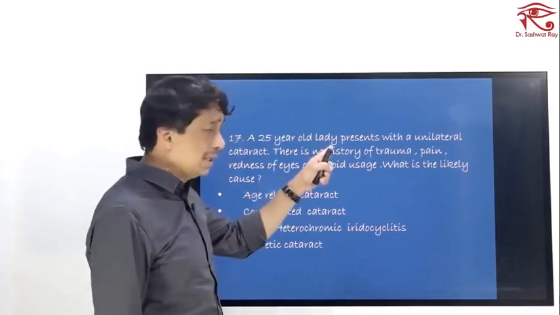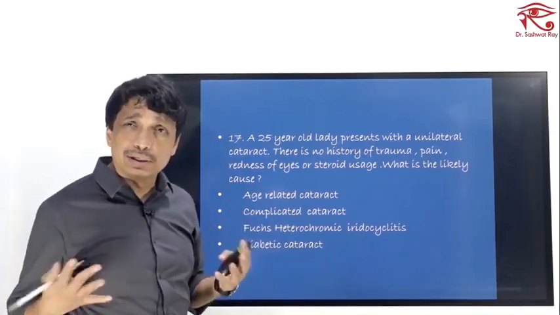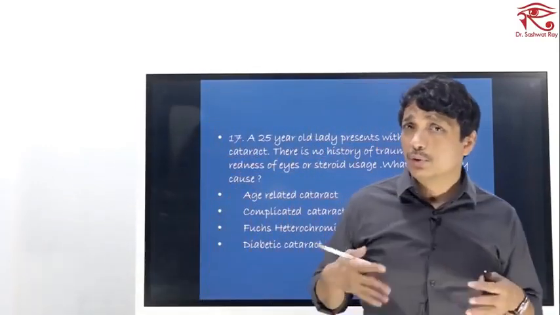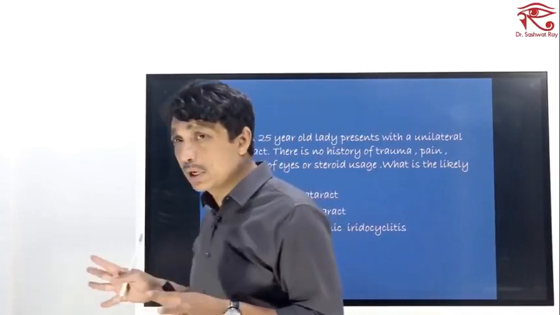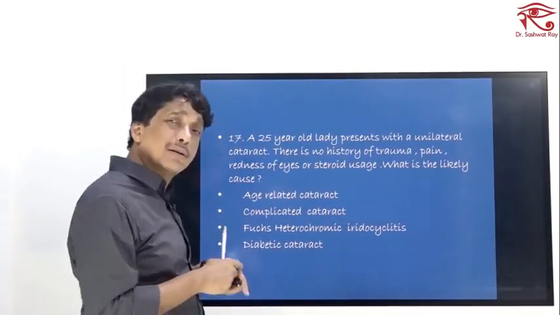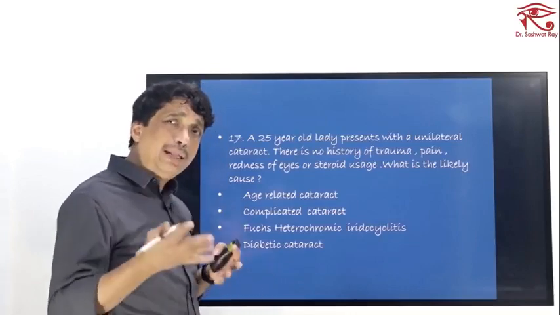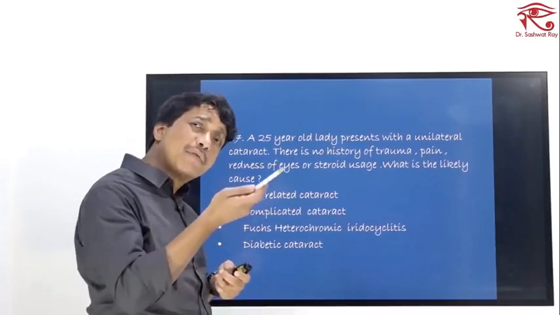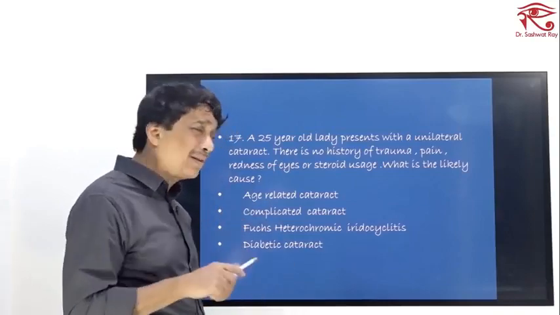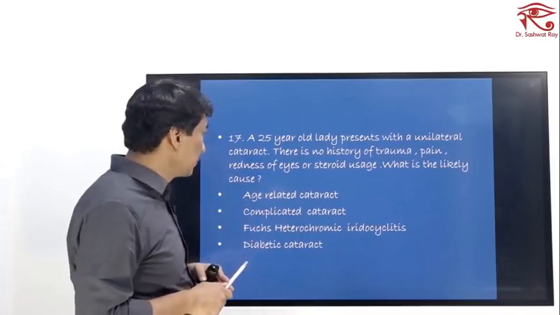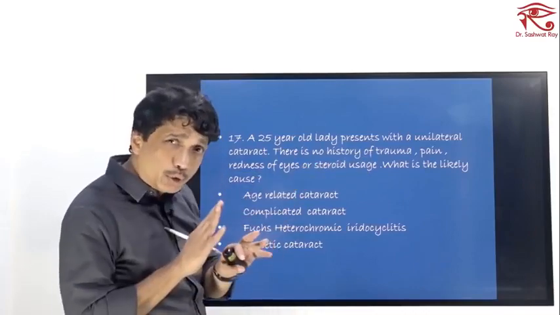A 25-year-old lady, so that means it cannot be an age-related senile cataract. The most common cataract is senile or age-related, which comes to us after the 50s. So that rules it out. Then it's a unilateral cataract, which is also unusual because cataracts are mostly bilateral. They may be asymmetrical in the sense that one cataract comes first and the second follows after a few months, but they are usually bilateral, and this is unilateral. Then to compound the problem, there's no history of trauma, so there's no traumatic cataract.